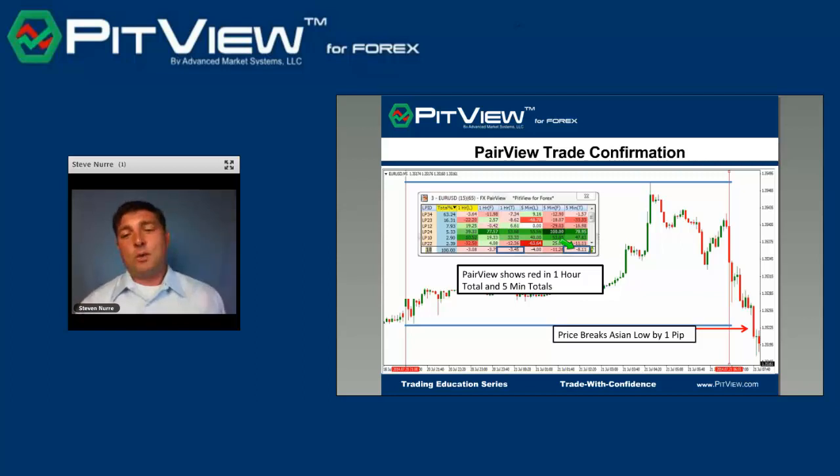Why? Because when this gives me a sell signal, if I know that the 1 hour and 5-minute totals are red on here, I know that I'm on the right side of where the liquidity providers are taking this, that the liquidity providers favor selling the euro dollar in this case also. They favor the ask price, if you will. So that's a very simple way to use it for trade confirmation. Putting these two things together as a trade confirmation indicator is extremely powerful.